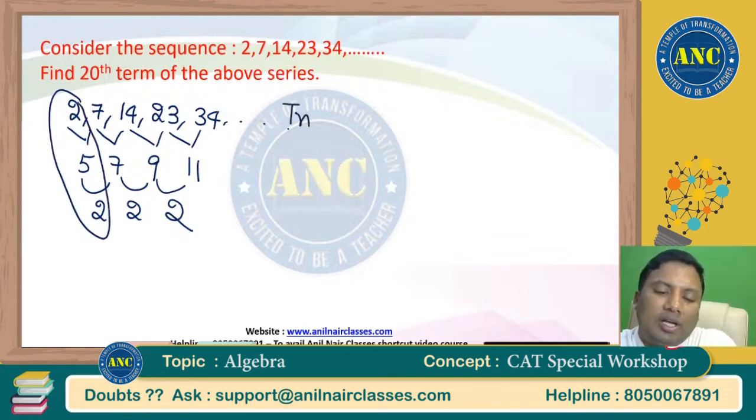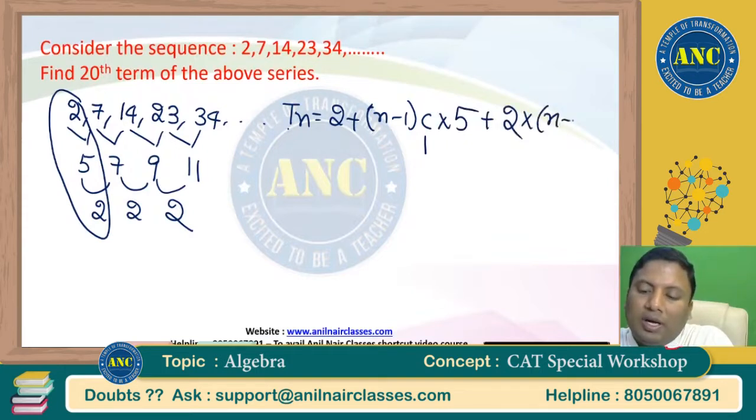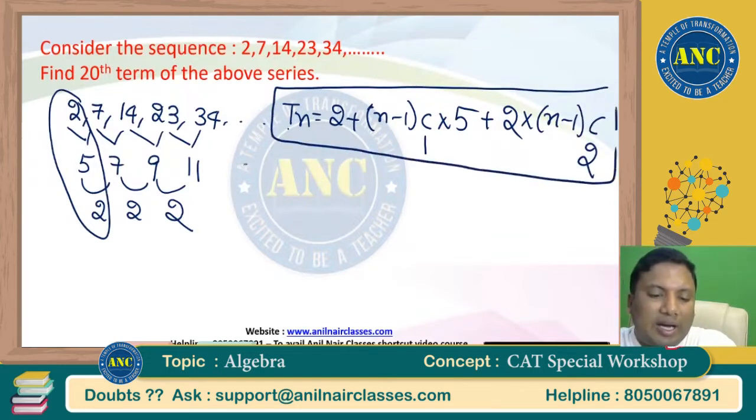So Tn is a plus, next one, n minus 1 into d. n minus 1 C1 into 5. Difference is constant in the second step, so 2 into n minus 1 C2. You can cross check by taking an example.